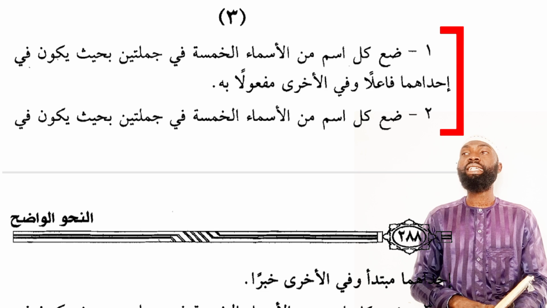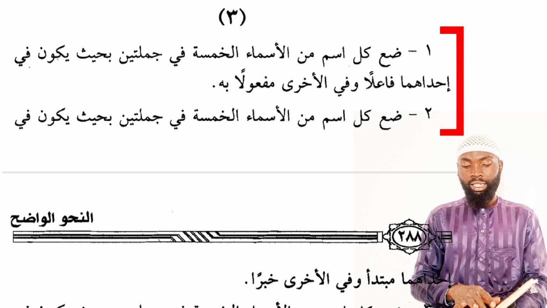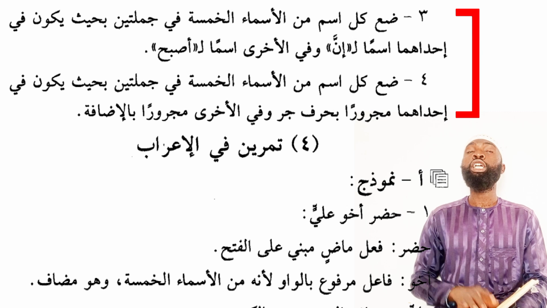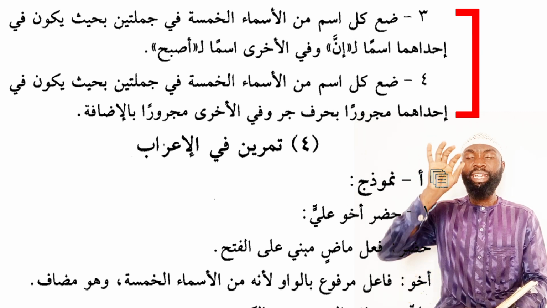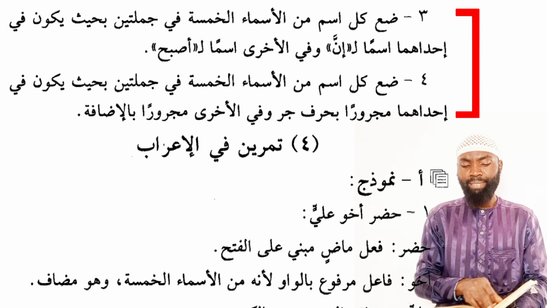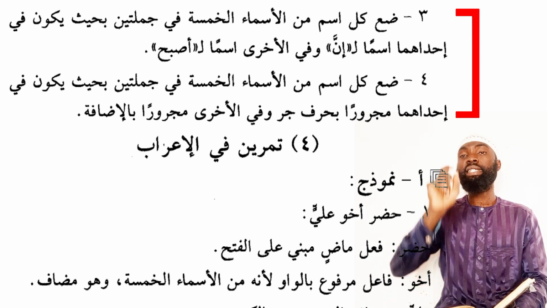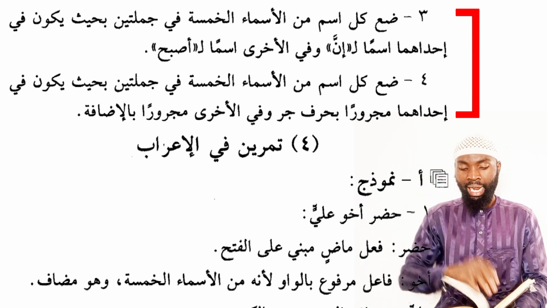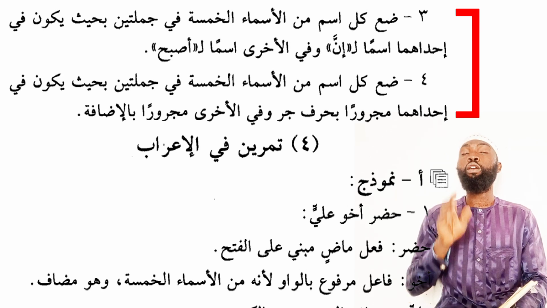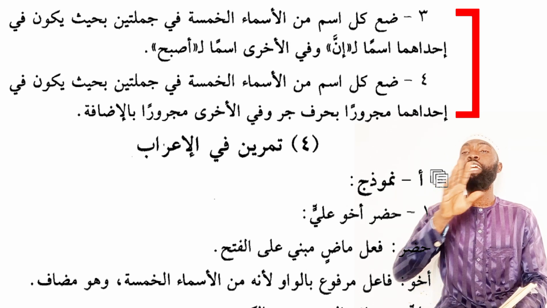Second, I can say At-Talibu Akhuka. The student is your brother. Here it's coming as khabar. Number 3 we have ضع كل اسم من الأسماء الخمسة في جملتين. All of the 5 nouns, use each of them in 2 sentences بحيث يكون في إحداهما اسما لإن, so that in the first sentence each of them will be the noun of inna وفي الأخرى اسما لأصبح, and second will be noun of asbaha. I'm going to use one and you solve the rest.